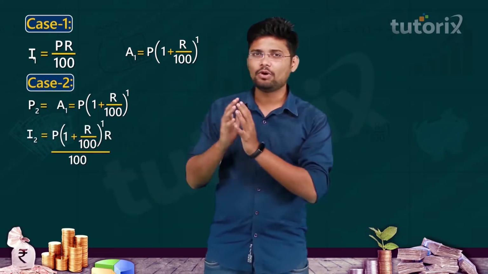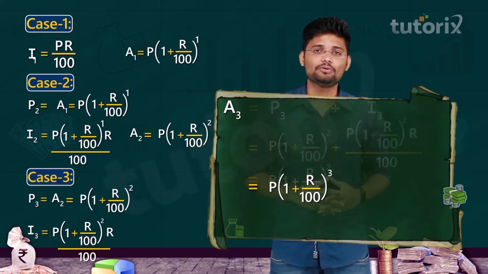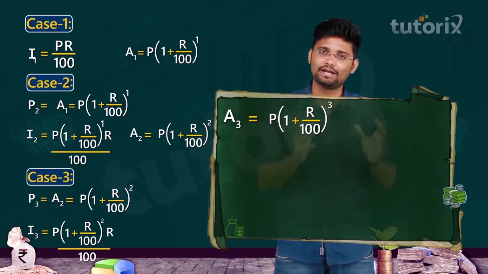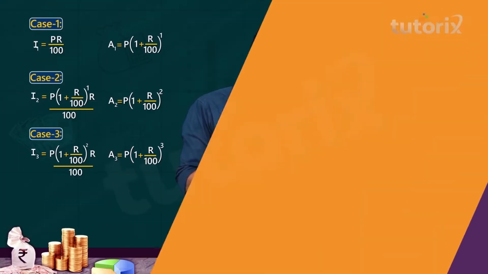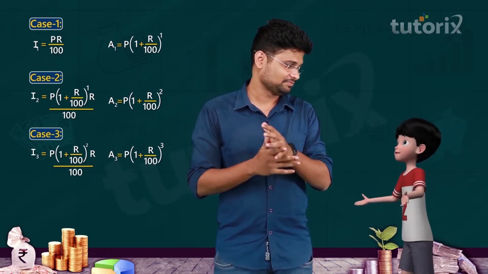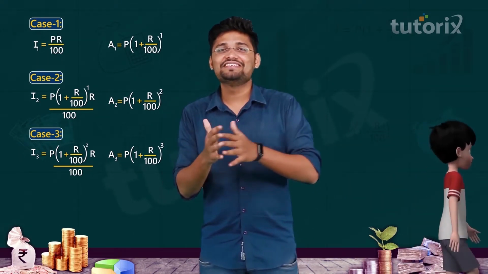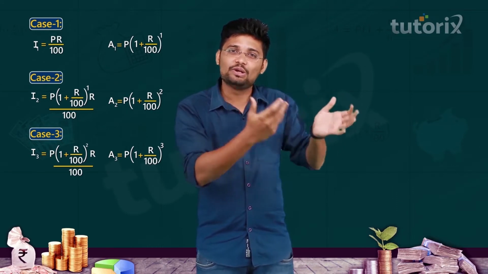Now what is the amount? So A3 is equal to P into 1 plus R by 100 whole power 3. You said that you will tell the shortcut, but what are these calculations? This is where exactly the students will lose patience.